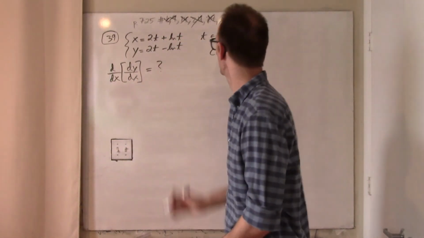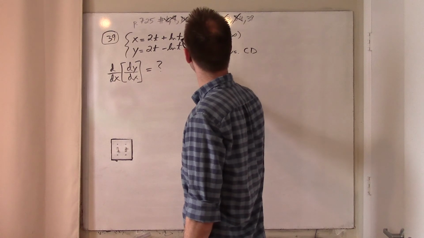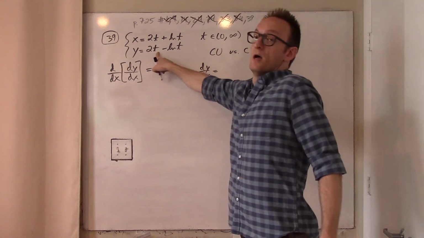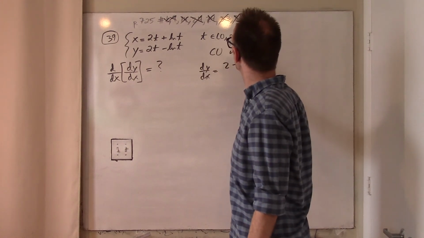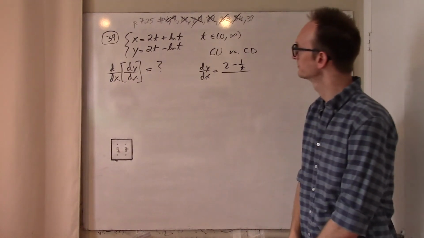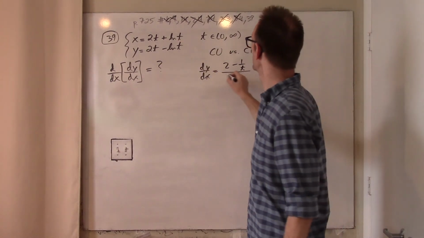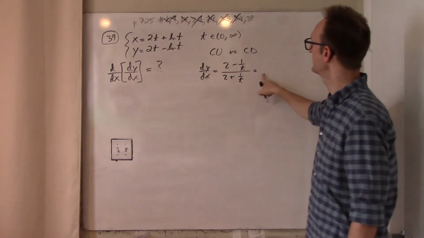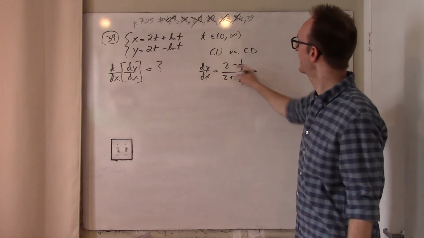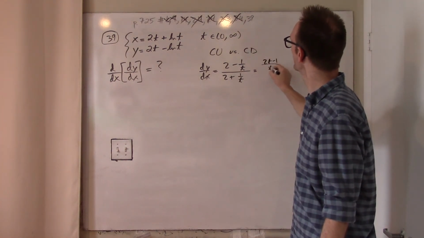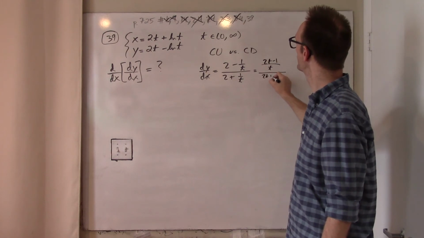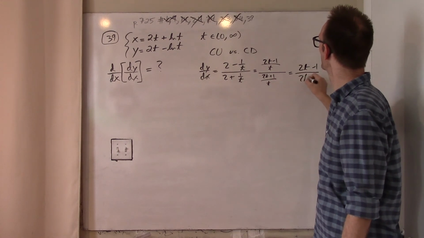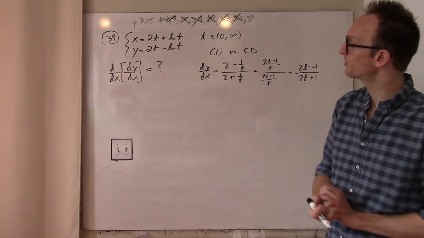First, I need to compute dy/dx. So what's dy/dx? It's dy/dt, which is 2 minus 1 over t, and dx/dt is 2 plus 1 over t. If I get a common denominator, that's (2t minus 1)/t all over (2t plus 1)/t. So really that's (2t minus 1)/(2t plus 1). All right, so that's the formula for the slope of the tangent line to the curve.